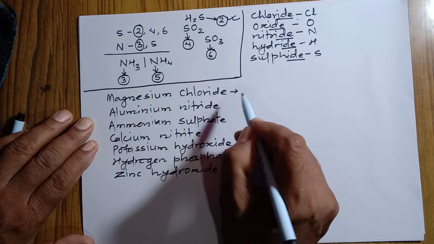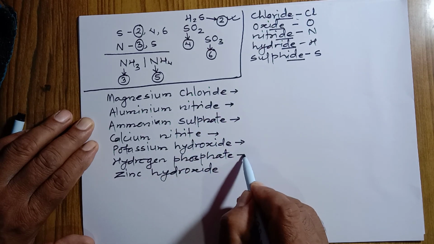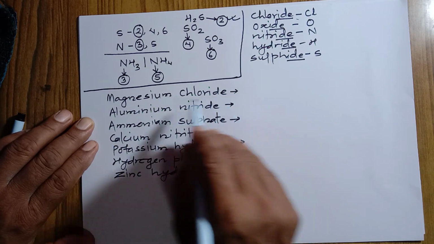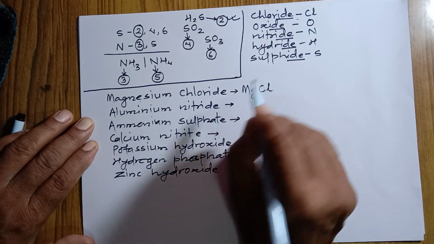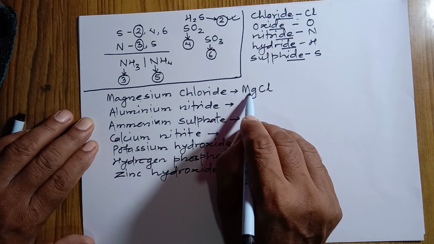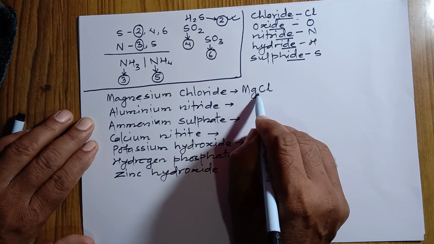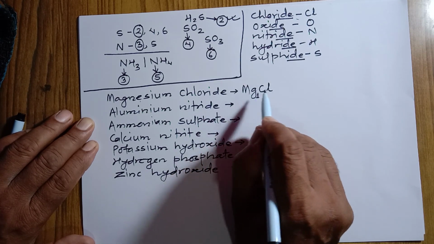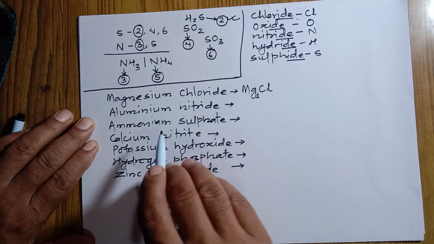If we want to write molecular formula, then we must be clear about the symbol of the element and the formula of the radical. Magnesium, its symbol is Mg. Chloride means chlorine is combined. And if we are writing this molecular formula, we have to exchange the valency. Valency of magnesium is 2, chlorine is 1. That's why we can transfer the valency of this element to this and this element to this. While writing molecular formula, we'll transfer the valency of element or radical with each other.